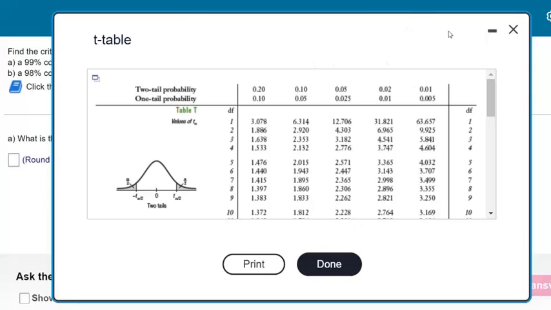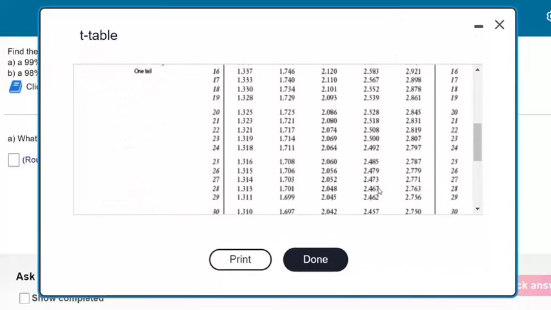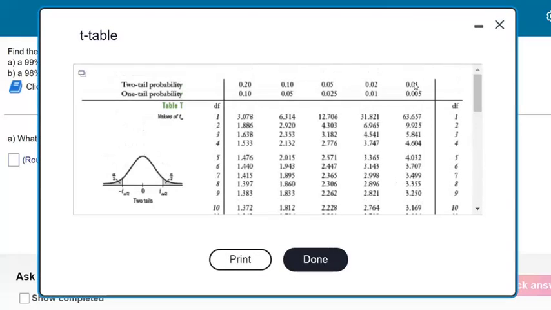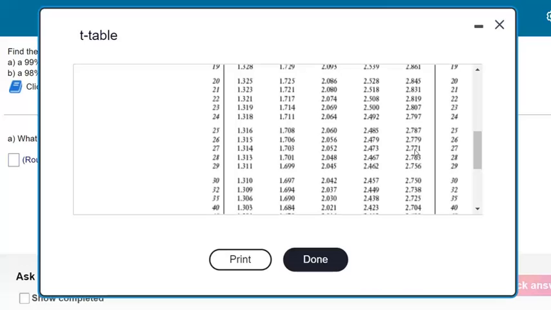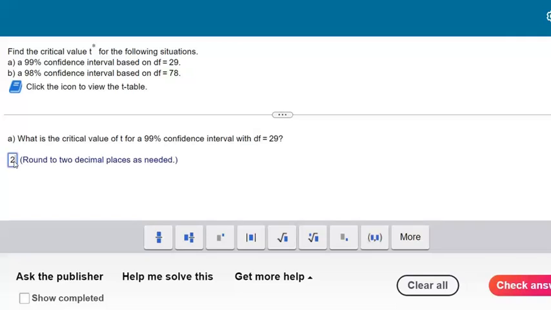And then what did they say? The degrees of freedom is 29. So if we go down to the table, we're using this column. Degrees of freedom 29 right here, so this is 2.756. But they want us to round to 2 decimal places. There we are.